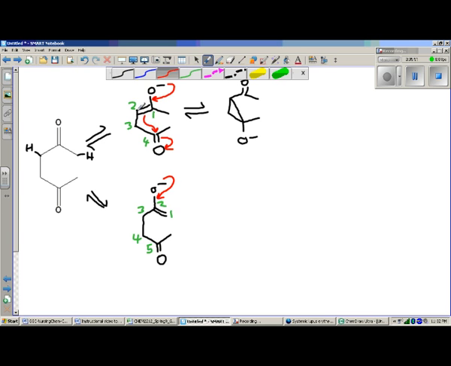Remember, it's the carbon next to the carbonyl carbon that's the nucleophilic carbon. In this case, it's carbon number 1. So that comes down here, kicks the electrons out into the oxygen. Now, let's be careful now.